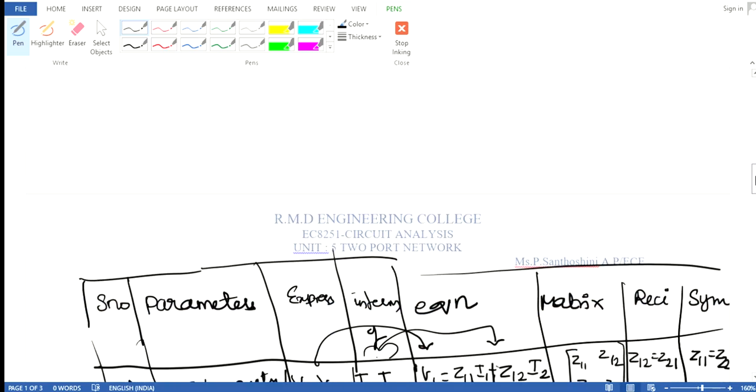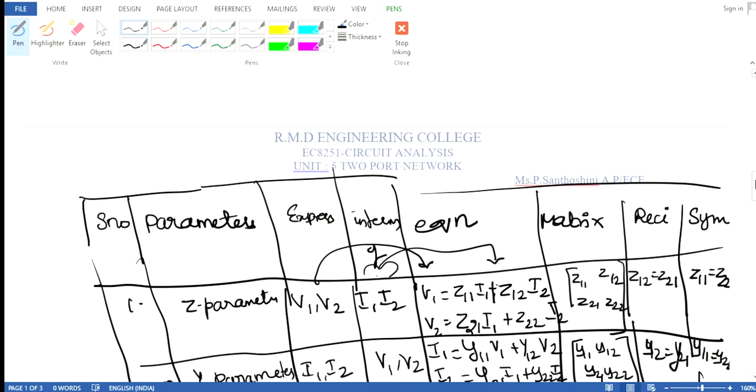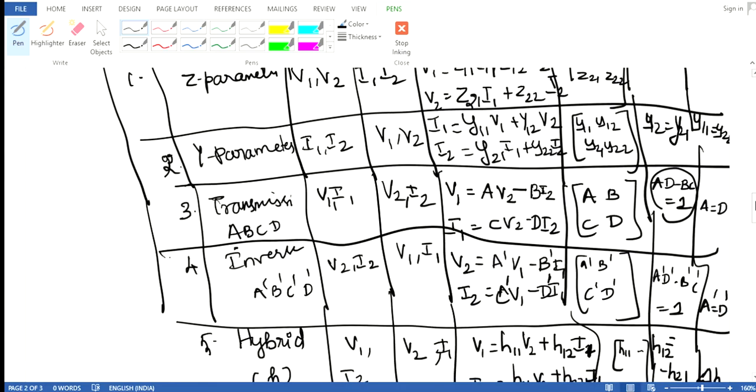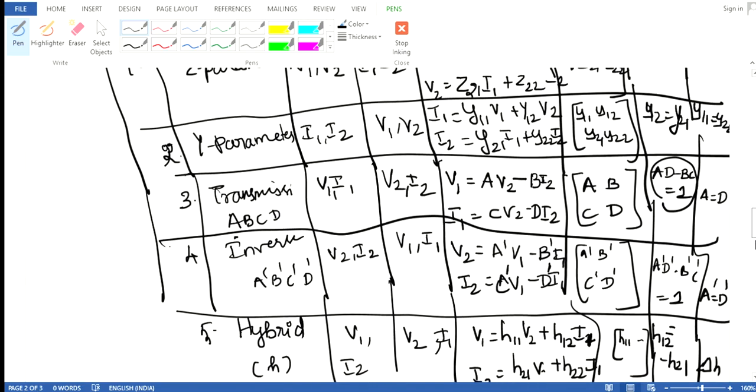Along this tabular column, you can easily achieve anything. First one will be the Z parameter, also called open circuit impedance, with V1, V2, I1, I2, and the equation, matrix format and reciprocity. Z parameter is same as Y parameter, only you are changing the letter, and the input and output expressed in terms will be different. Once you are strong in Z, you can write Y. Once you are strong in ABCD, you can write A dash B dash. And once you are strong in hybrid, you can write G, that is inverse hybrid.